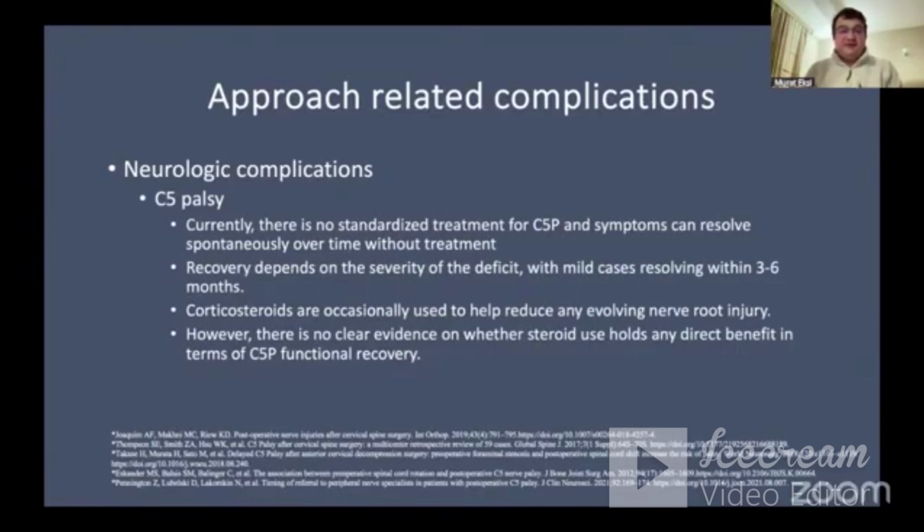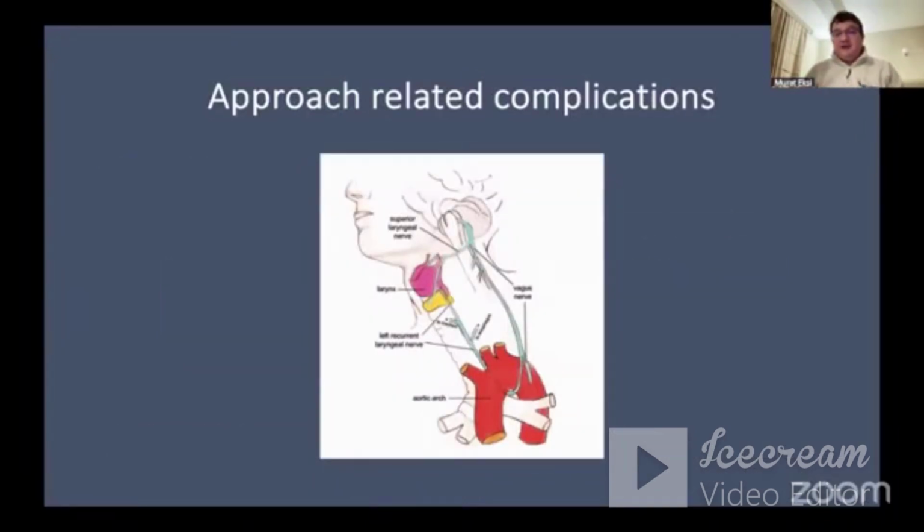Currently, there is no standardized treatment for C5 palsy, and some symptoms can resolve spontaneously over time without treatment. Recovery depends on the severity of the deficit, with mild cases resolving within 3 to 8 months. Corticosteroids are occasionally used to help reduce any evolving nerve injury. However, there is no clear evidence on whether steroid use holds any direct benefit in terms of C5 palsy functional recovery. And we are passing to recurrent laryngeal nerve injury.